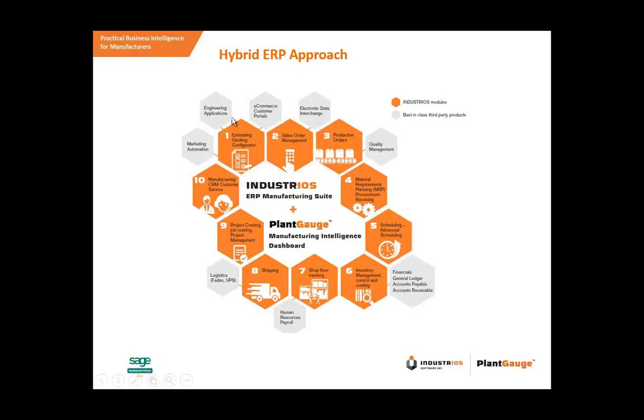The gray hexagons represent the best-in-class third-party applications that we have used integration tools to build bridges between these and Industrios. Examples of these include financials like Sage, QuickBooks, or Oracle, engineering applications like AutoCAD or SolidWorks, payroll packages as another example, or even logistics carriers. What you get out of this diagram is that Industrios ERP captures a lot of data for our customers. To help convert this data into meaningful information, Industrios is built in such a way as to provide actionable management tools for its users. One of these tools is Plant Gauge.